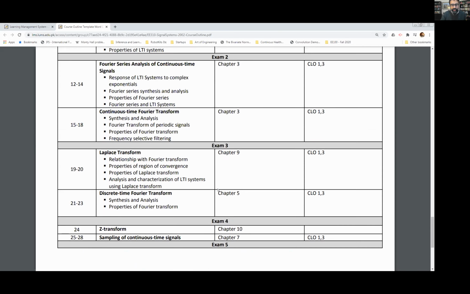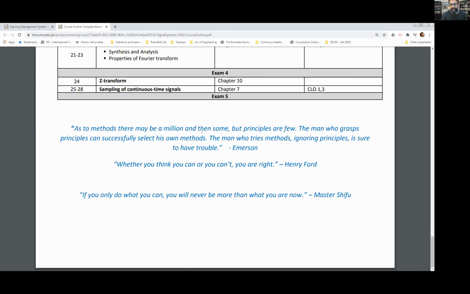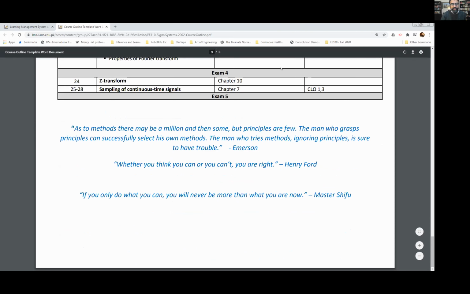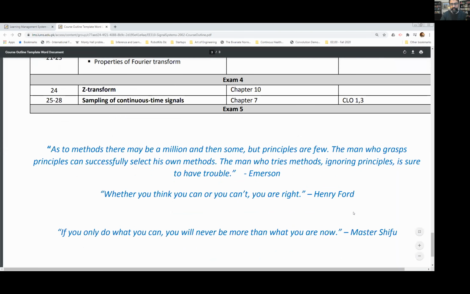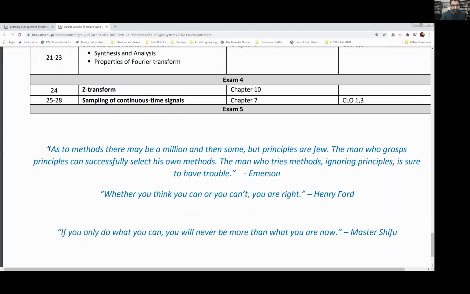I also want to highlight these 3 quotations that I've put up on the course outline. These are quotations that I added this morning, and the outline has been updated. The first one, let me read this out aloud: As to methods, there may be a million and then some, but principles are few. The man who grasps principle can successfully select his own methods.